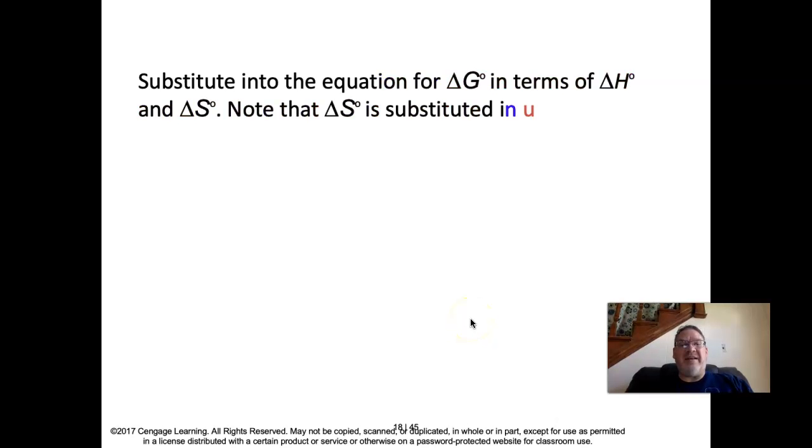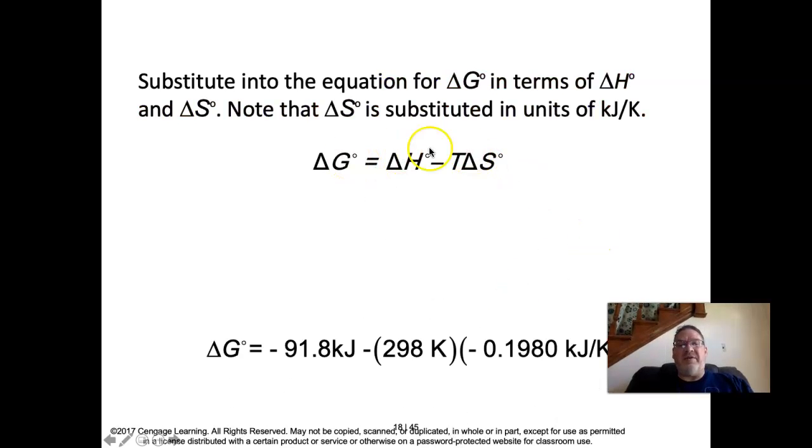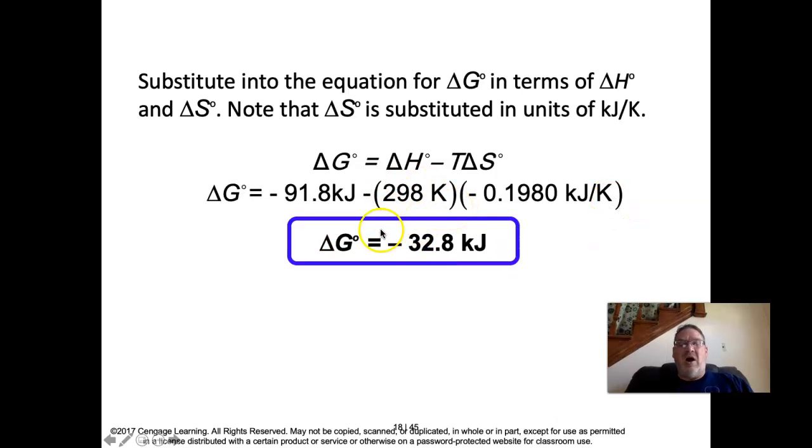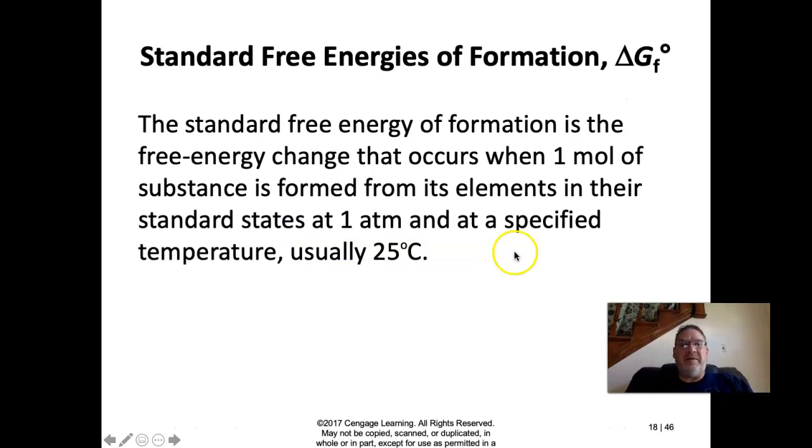And we plug that into the equation. Note what they're doing for delta S. Our temperature, 25 degrees Celsius, is 298 degrees Kelvin. And just do the math. Pay attention to your signs here. It's easy to lose those.